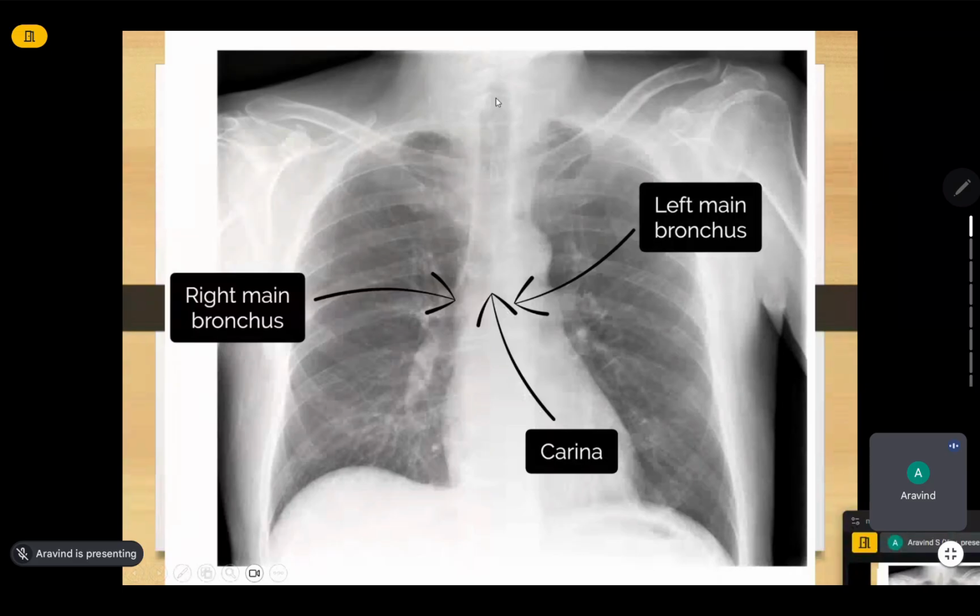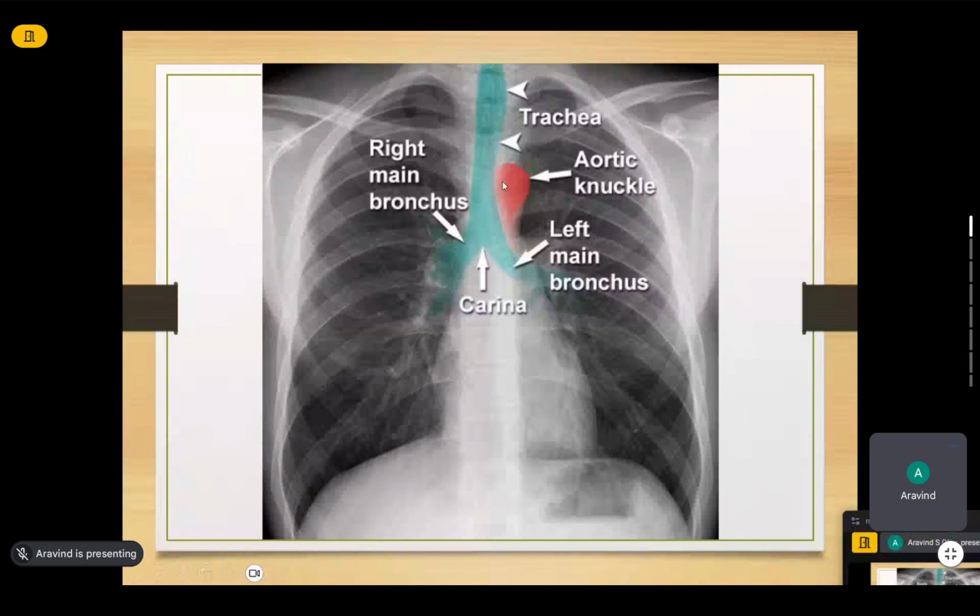Here you can see, this is the trachea, and this is the right main bronchus, and this is the left main bronchus. This is the carina, the inverted V-shaped thing. Usually the trachea would be in the midline, but it would be slightly oriented towards the right side because of the presence of the aortic knuckle.